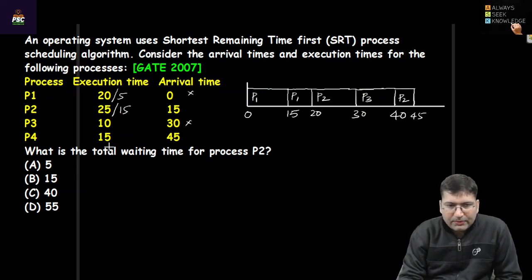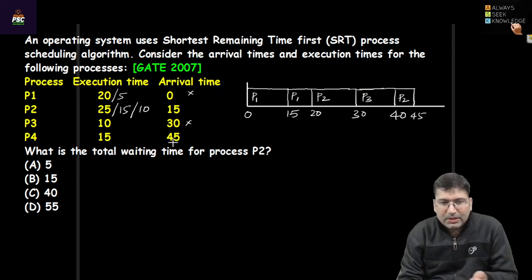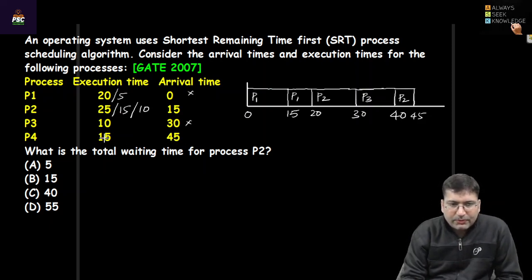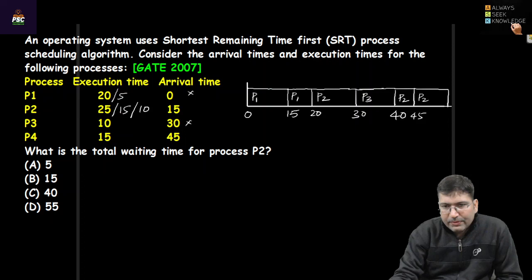And at 45 this P4 has arrived. So this time P2 is requesting only the remaining 10 cycles, and P4, which has arrived just now, is requesting 15 cycles. So that means P2 will continue for 10 more cycles, so till 55. And now P4 will be scheduled, and P4 is requesting 15 cycles.